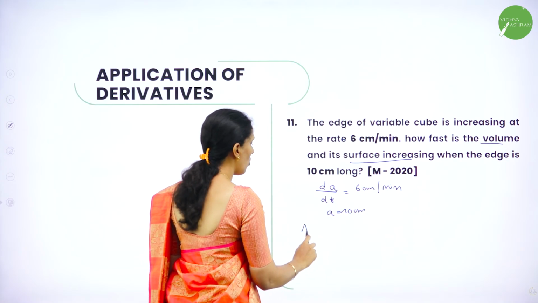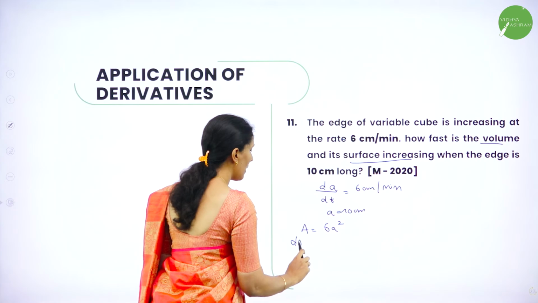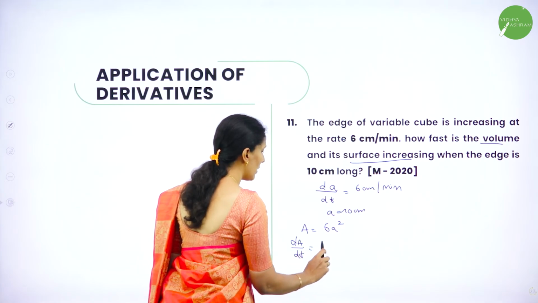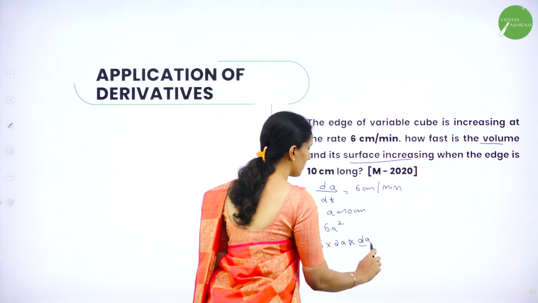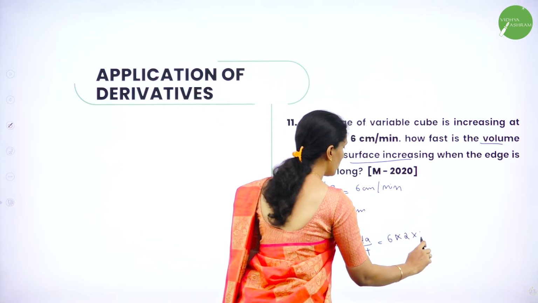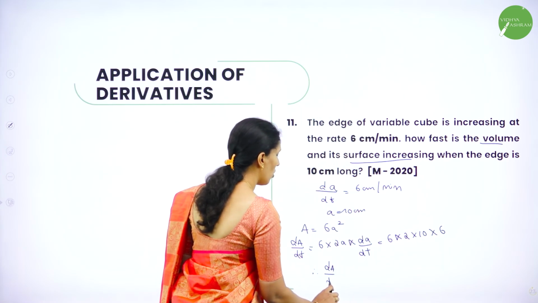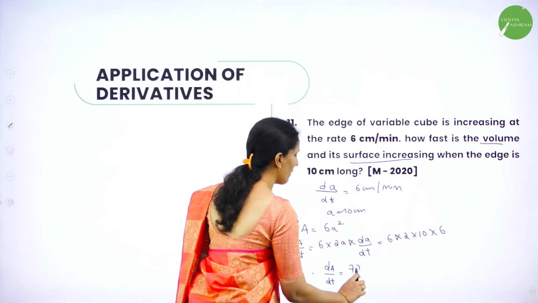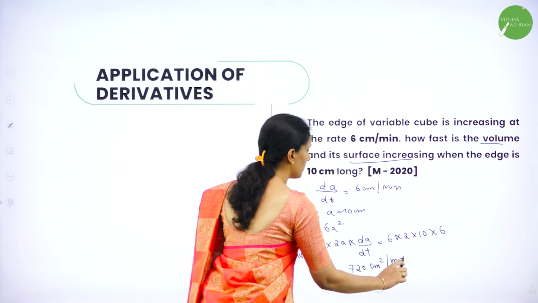So the surface area of a cube is given by 6a square. Hence dA by dt is nothing but 6 into 2a into da by dt. So that is equal to 6 into 2 into 10 into 6. The change in area of a cube with respect to time is 720 centimeter square per minute.